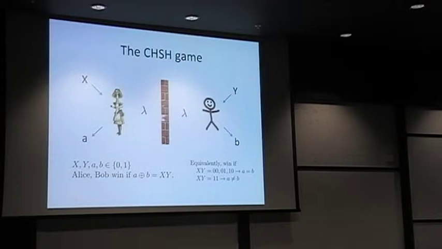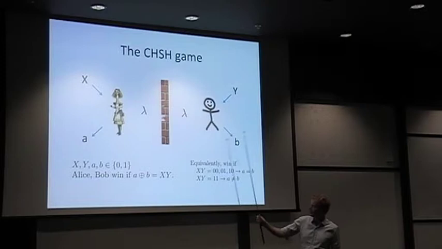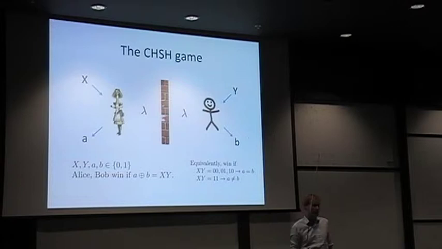So lambda is just some random variable, and Alice knows what it is, and Bob knows what it is. The important thing to say is that they can get together beforehand to try and agree some kind of strategy, or perhaps roll some dice and agree on the value of lambda. What they cannot do is talk to one another after they've been separated. In particular, they can't talk to one another after they've received these inputs x and y. So that's what the wall is indicating.